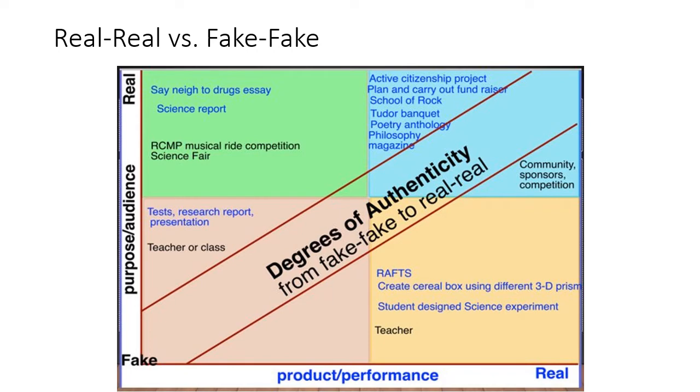In order to engage my students, I need to try to make my task as authentic as possible. So this is an interesting diagram that takes things from what we call fake to real. So fake, for example, a test, a research report that is just going to be marked and nothing will happen with it afterwards. However, if you go all the way to the real, students will understand the value of what they're doing.